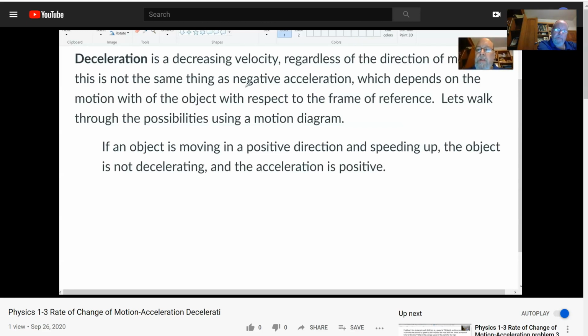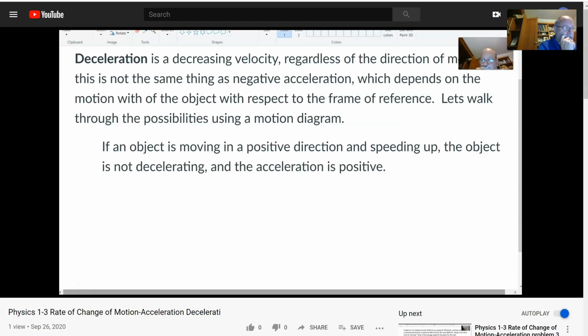Now, we also use the terms positive and negative acceleration, okay? If I have a positive acceleration, the acceleration is occurring in the positive direction. If I have a negative acceleration, the acceleration is occurring in the negative direction. Negative acceleration is not the same thing as deceleration. Negative acceleration is acceleration in the negative direction. Okay, so we have to clarify all of these things right up front, and I want to walk through this just to make sure that we understand this.